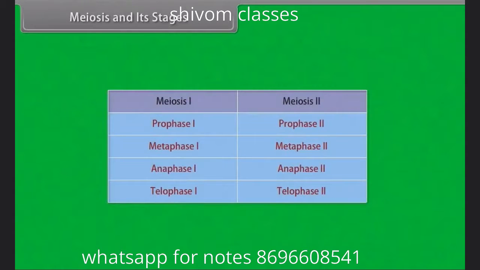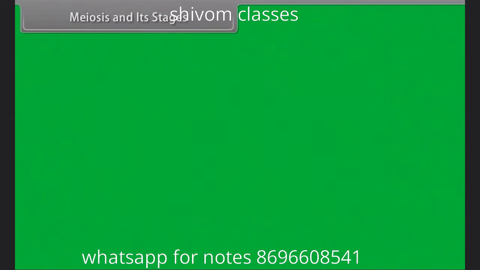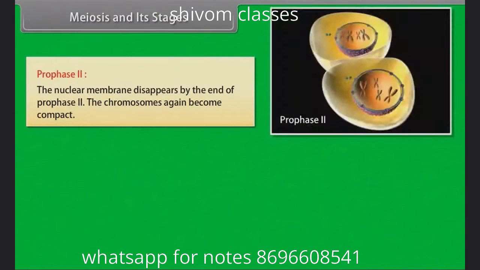Meiosis II is initiated immediately after cytokinesis, usually before the chromosomes have fully elongated. In contrast to meiosis I, meiosis II resembles a normal mitosis. The nuclear membrane disappears by the end of prophase 2. The chromosomes again become compact.